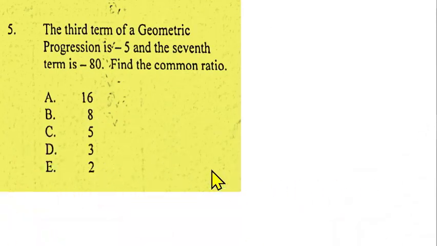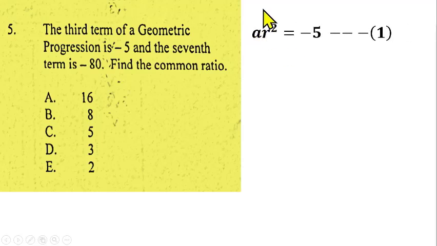Question number 5 is from sequence and series, in this case geometric progression. The third term of a GP is minus 5 and the seventh term is minus 80. Find the common ratio. The third term of a GP is ar squared, and that will be equal to minus 5. The seventh term of a GP is ar raised to power 6, and that will be equal to minus 80.